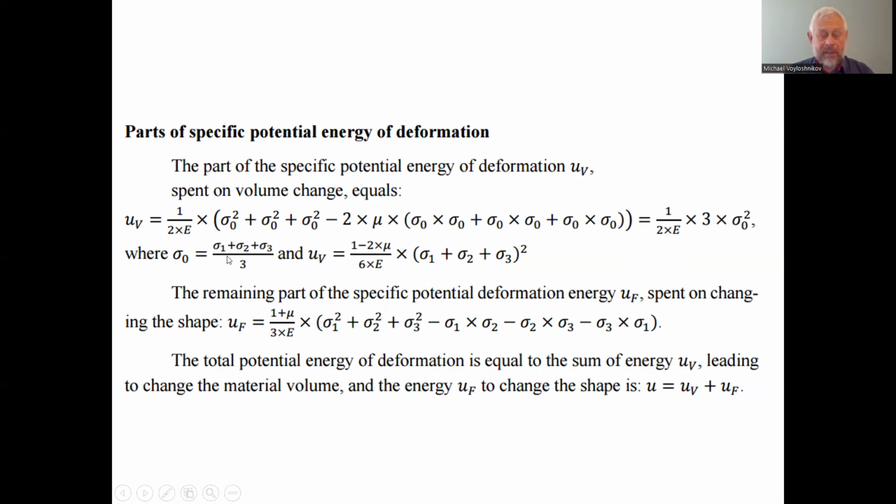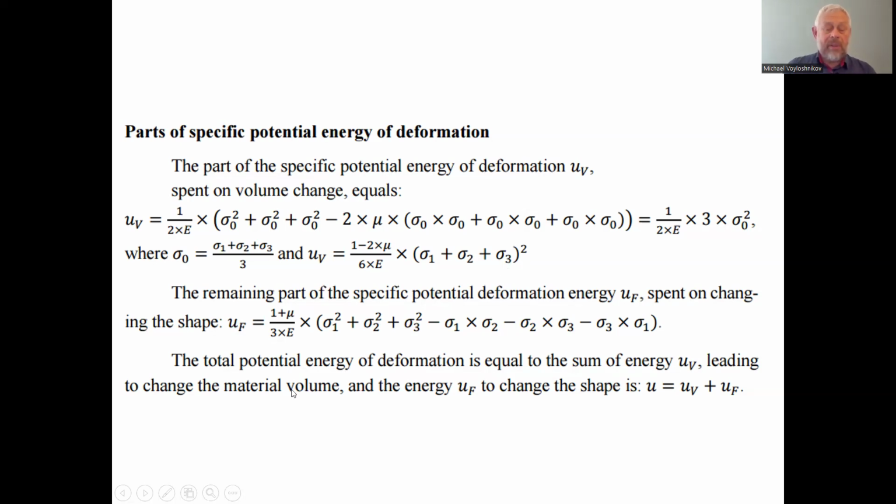And after that, we can substitute again, instead of sigma 0, the formula to find sigma 0. And we will have that the specific energy spent on volume change equals the factor 1 minus 2 mu, where mu is the Poisson ratio, divided by 6E, where E is the modulus of elasticity, multiplied by the brackets. In the brackets, we have the main stresses acting on the sides on which the tangential stress is equal to 0, and the brackets together squared.